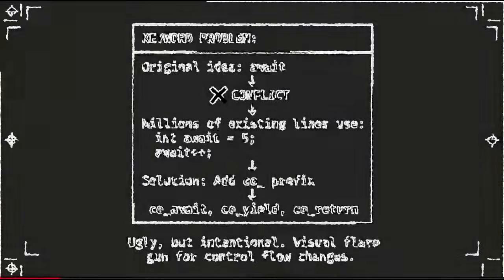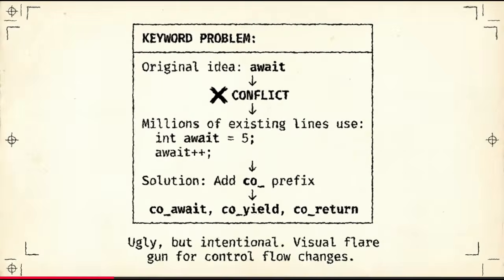First off, the keywords. Originally, it was just await, right? Yeah, until they realized millions of lines of C++ code already used await as a variable name. Oops. So it got co_await, co_return. It's ugly, I know, but it serves a purpose. It's like a visual flare gun saying, hey, control flow changes here.